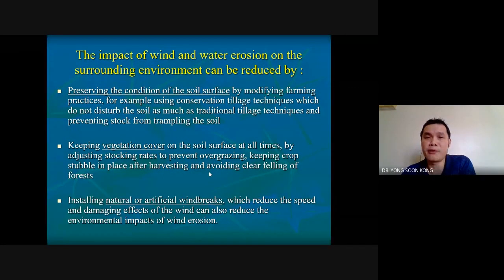Okay, the impact of wind and water erosion on the surrounding environment can be reduced by... See, when you have erosion, what do you do to reduce the impact? I will skip this slide because there's another chapter that talks about this one. So I'll skip, okay?